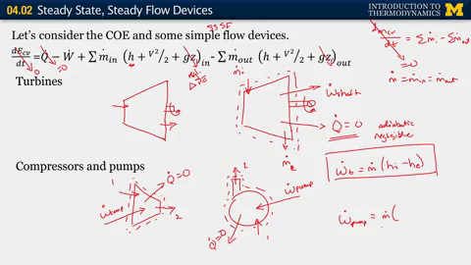We like to see work out as a positive number. This is a high energy state going into a turbine. This is a low energy state coming out of it. So this number is going to be positive. Work out is positive. For this pump, we know we're going to have the exact same governing equation, except we're going to have H in minus H out.